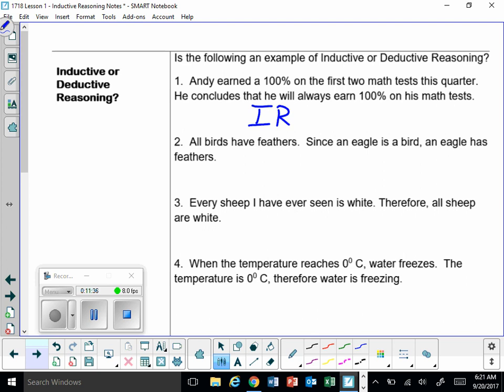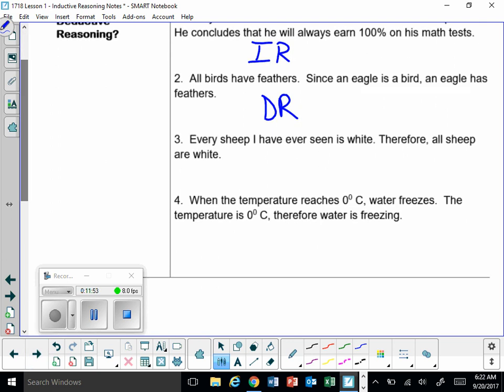Number 2, all birds have feathers. True. Since an eagle is a bird, an eagle has feathers. Well, that's some science there, so deductive. Every sheep I have ever seen is white. Therefore, all sheep are white. No, there are black sheep, gray sheep. This is inductive reasoning. Just because all you've seen is white doesn't mean that's all that exists.